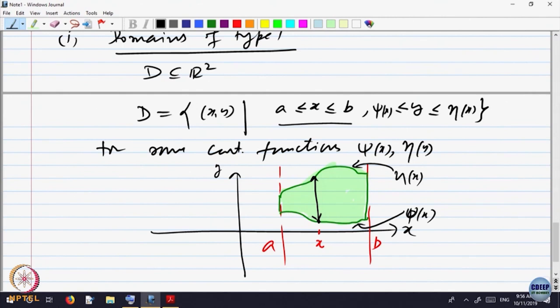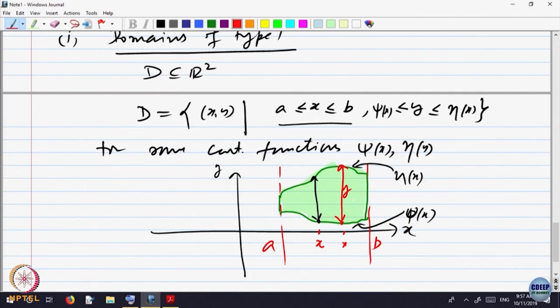Right. So, for every point, whatever point you choose, say point x is here, if you draw a vertical line, how much is the y coordinate varying for a point x inside AB, so that you are in the domain? You want to know the y coordinate, how much it is. So, from this point, you go up to this point, right? So, that is the y coordinate. All these points on this line are inside the domain. So, we are describing the domain.